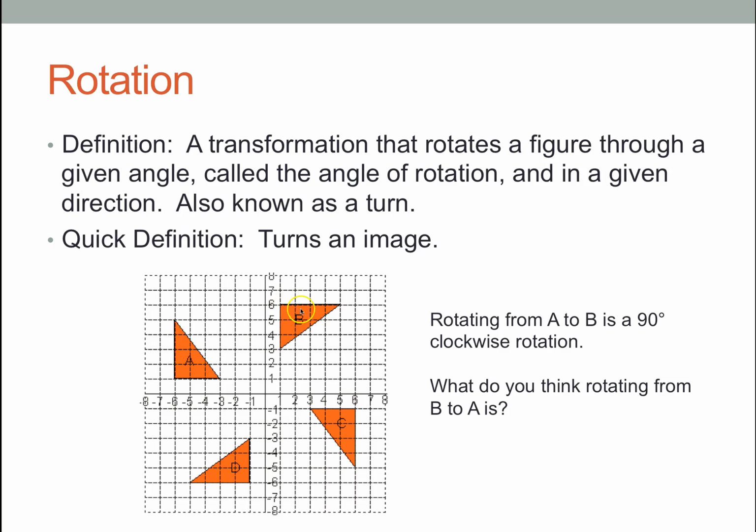What do you think rotating from B to A is if I go this way? Well, if you thought 90 degrees counterclockwise, you would be right. So counterclockwise means rotating in this direction. And I know we all use digital watches now, but if you think about a traditional watch face, clockwise, the hands of the clock go this way. That's why it's known as clockwise. So that's how we got the term. And counterclockwise would be this way.